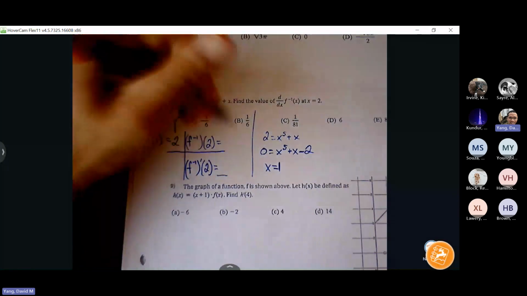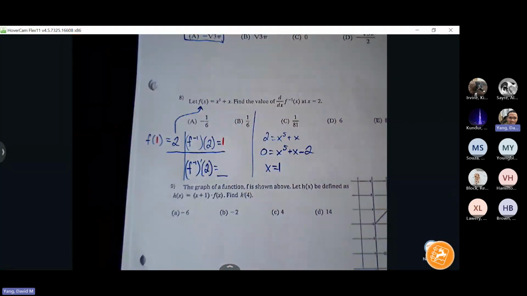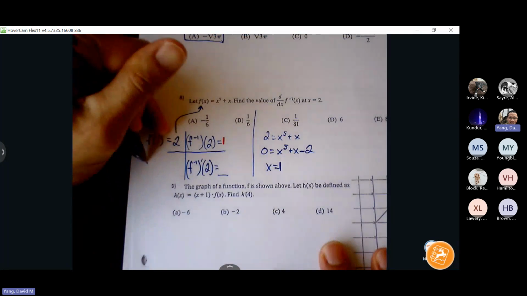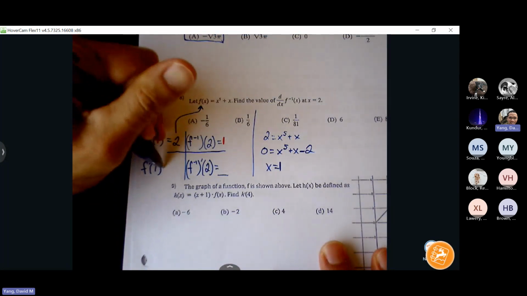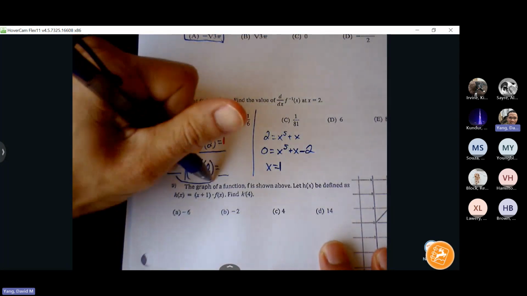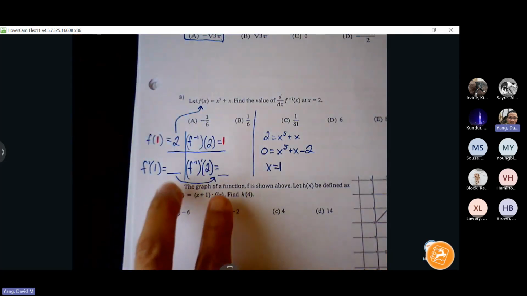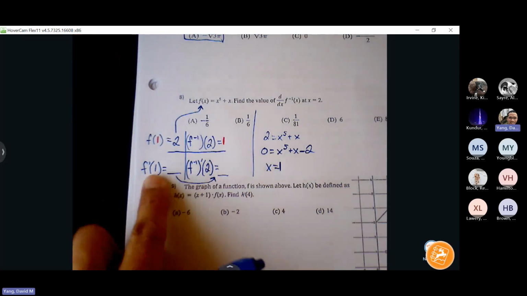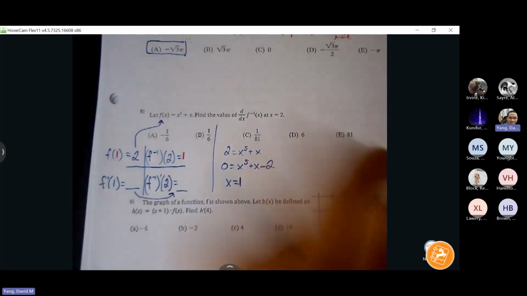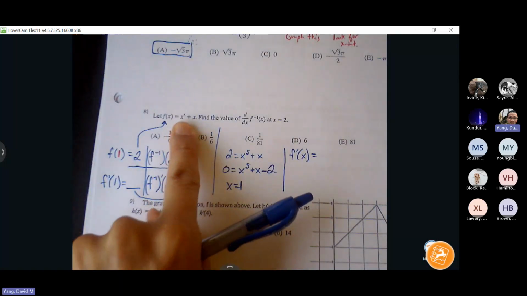So we know there's ordered pair (1, 2), which must mean there's an ordered pair (2, 1). If I can find f prime of 1, then this slope value will lead me to that slope. I know there's going to be a reciprocal relationship there. Before I can find f prime of 1, I first have to find f prime of x. What's the derivative here?